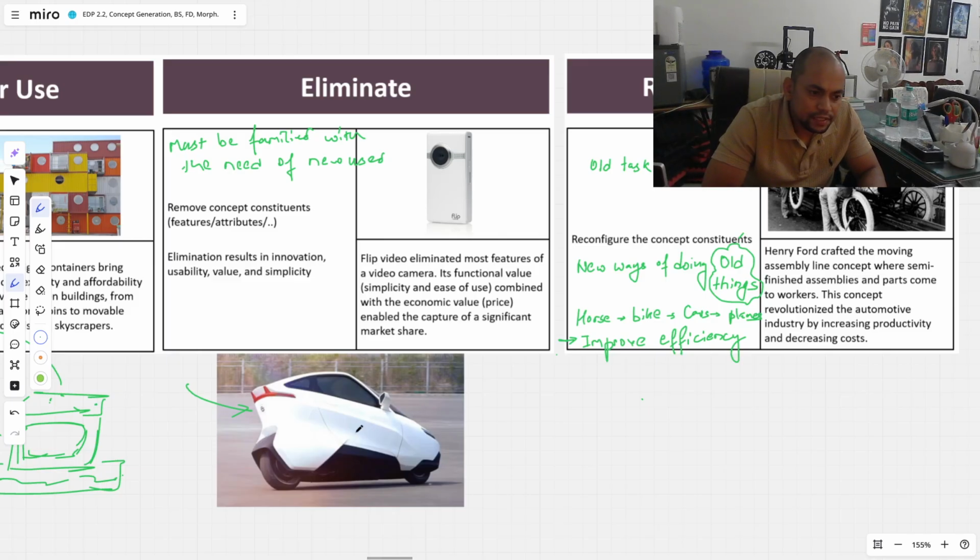Okay, so what they did is they stripped all the other features, made the vehicle smaller, and provided the features which really mattered for people, that is, the air conditioning inside and the comfort, to create a new product.